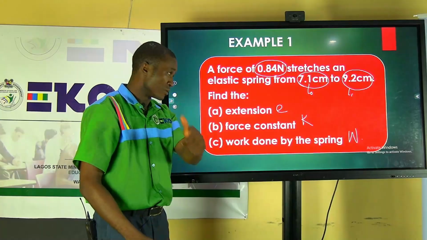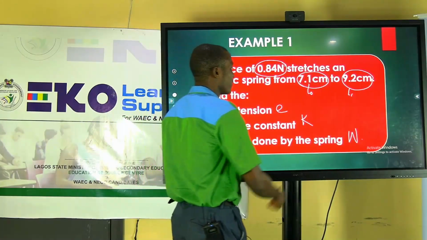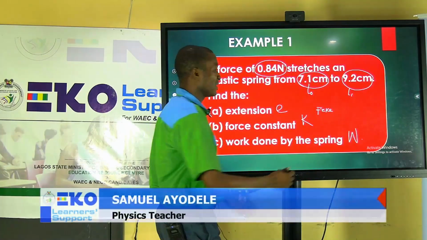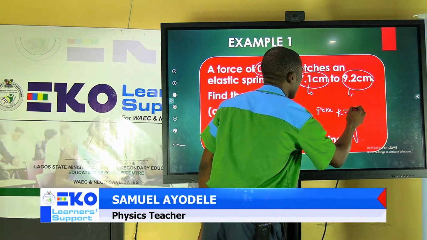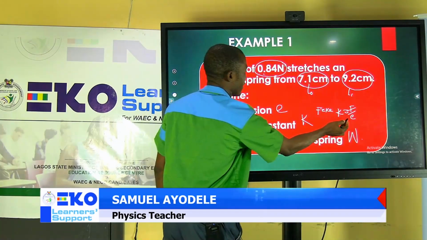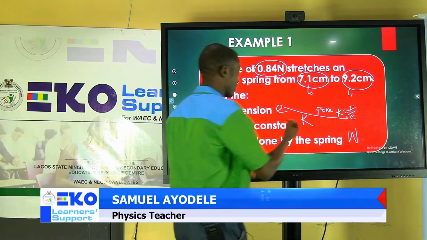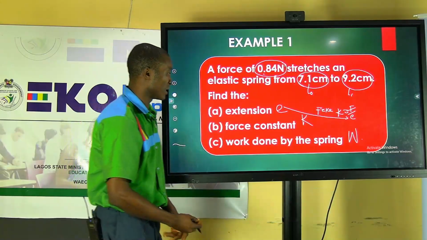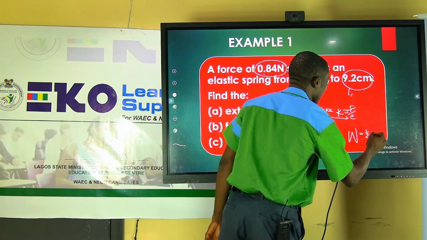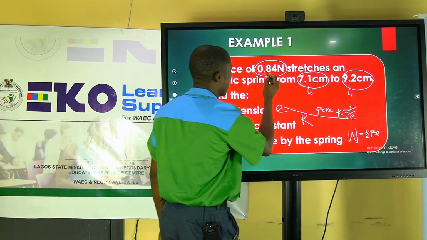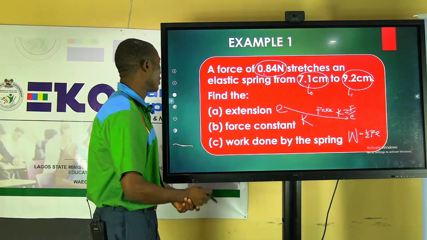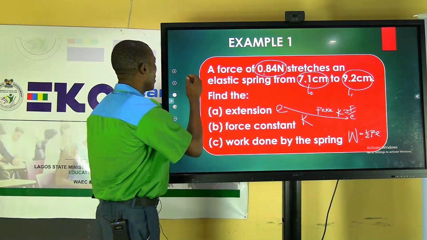Good. So force constant, from Hooke's law, F equals KE. Making K the subject of the formula, we are going to have K equals F over E. So once we get our extension here, we pull it down here, and we get the value for the force constant. Work done is given as half Fe. Our force is here, then we make use of the extension here, that gives us the work done.